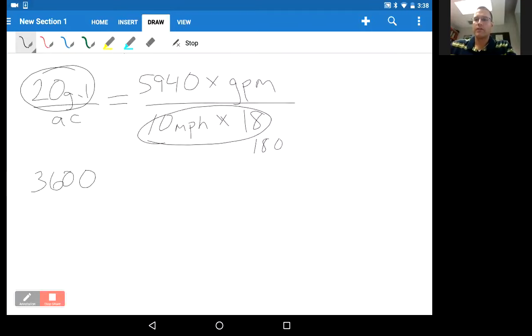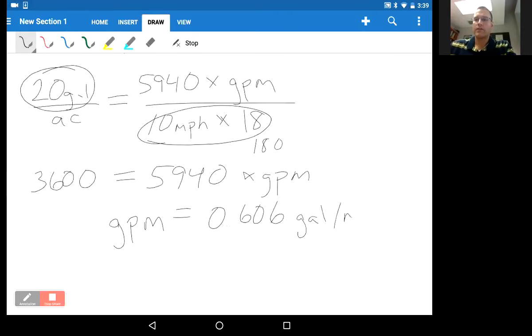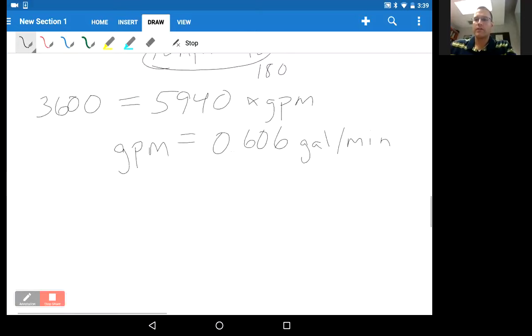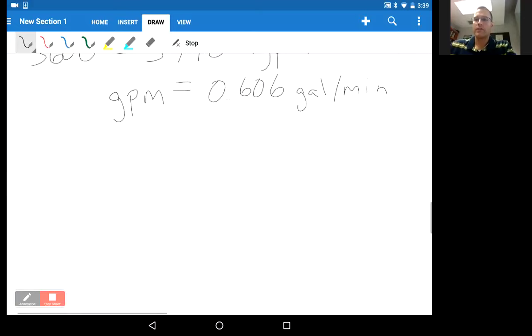3,600 equals 5940 times GPM. So GPM equals 3,600 divided by 5940 equals what? Answer looks like 0.606 gallons per minute. So this one isn't so much of a units cancellation problem as it is just being able to solve for an unknown. So 0.606 gallons per minute. All right.